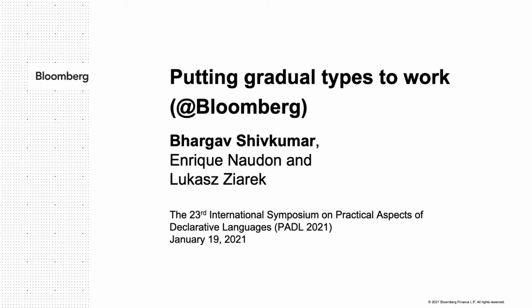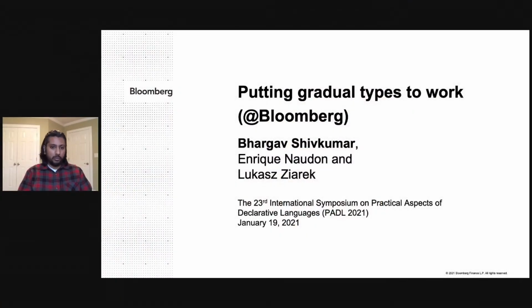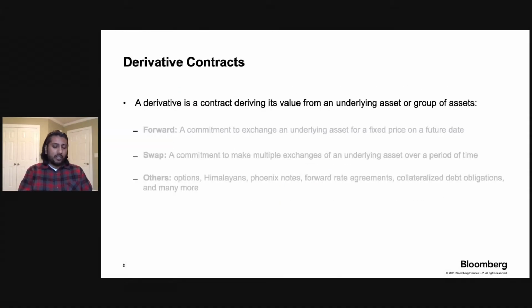Hi, everybody. My name is Bhargav Shivkumar, and I'm going to be talking today about how we use gradual types in a language used to specify derivative contracts at Bloomberg. So let me start off by talking about what a derivative contract is.